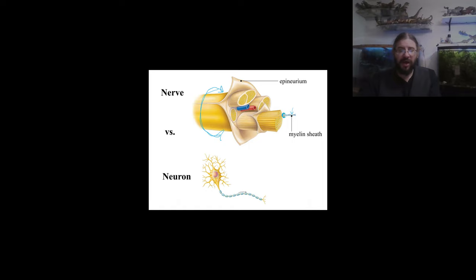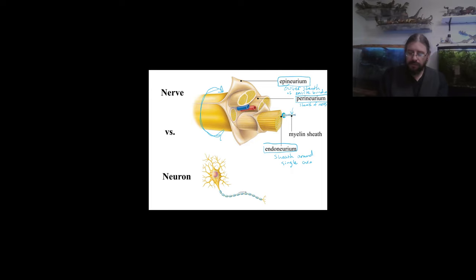Okay, so we have the epineurium, the outer sheath of the nerve. Then we have the perineurium. So epineurium is the outer sheath of the entire bundle. The perineurium is a sheath of nerves, of a smaller amount of nerves. And then we have the endoneurium. The endoneurium being a sheath around a single axon. So these are the sheaths covering it. So much like we learned about how muscles have sheaths, nerves have sheaths.